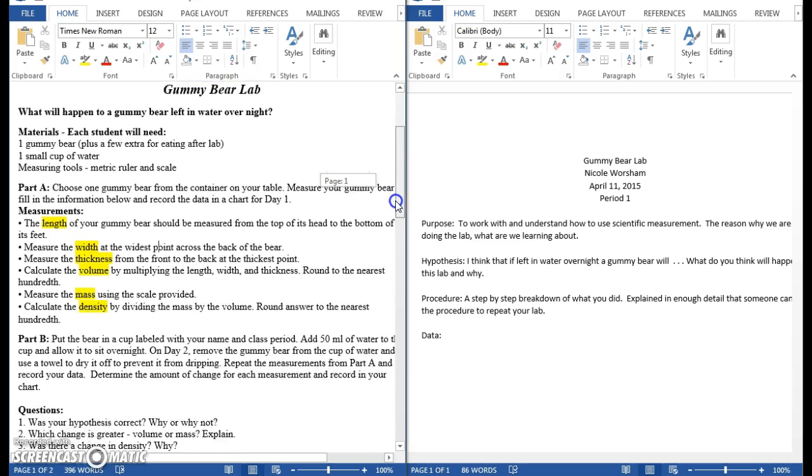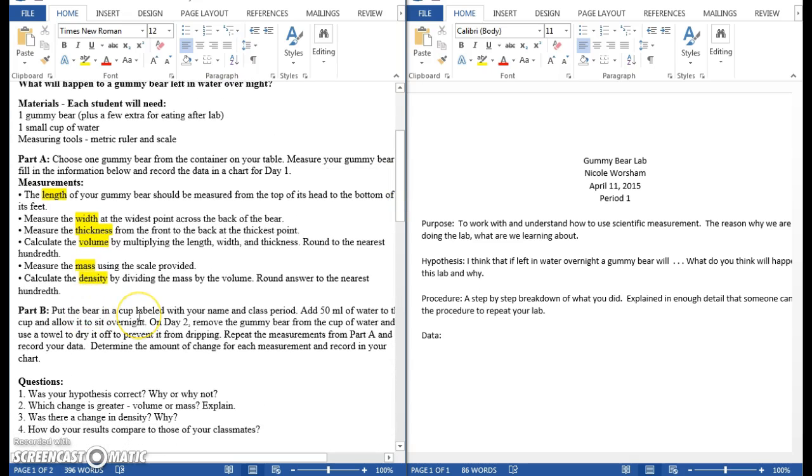And if we scroll down a little ways here, we'll see on day 2, we're going to remove the gummy bear from the water and then repeat the measurements from above. So that's why it's always a good idea to read all the way through your lab before you start writing anything down, because otherwise you might make a data table and then have to go back and add to it. So we've got day 1 and day 2, length, width, thickness, volume, mass, density. So 1, 2, 3, 4, 5, 6.